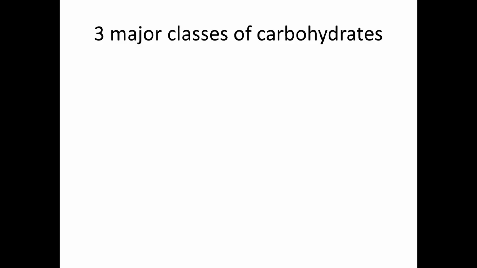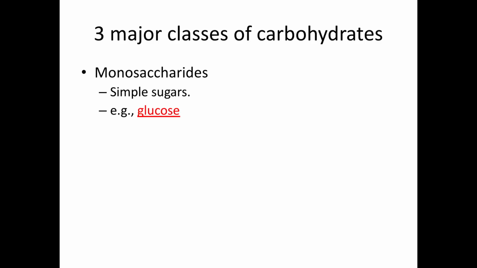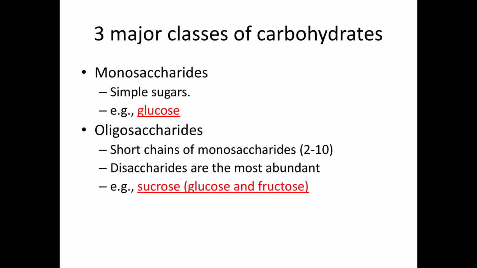So carbohydrates can be broken down into 3 major classes. First are the monosaccharides. These are the simple sugars. An example is glucose. This is the simplest form of a carbohydrate.